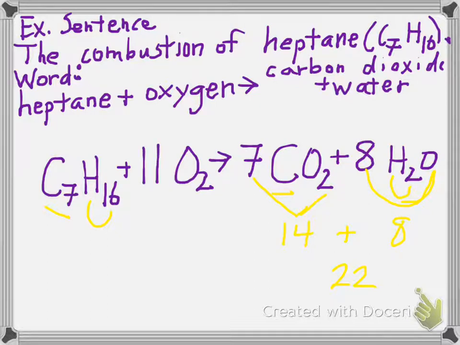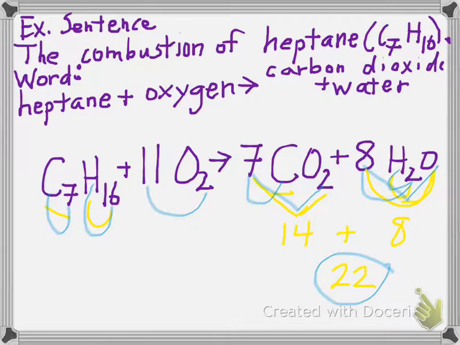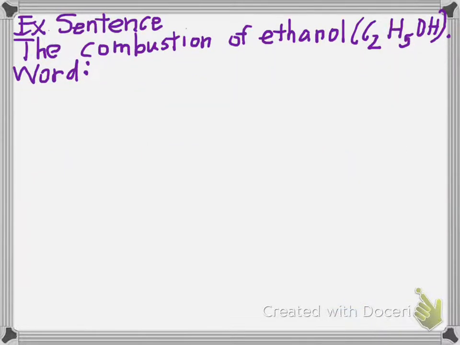I think I'm balanced, I'm going to check it. So 7 carbon, 7 carbon, 16 hydrogen, 8 times 2 makes 16 hydrogen. 11 times 2, that's 22 oxygen. I have 14 oxygen here, plus 8 more here gives me 22 oxygen. This is properly balanced. Our second example, we have the combustion of ethanol.